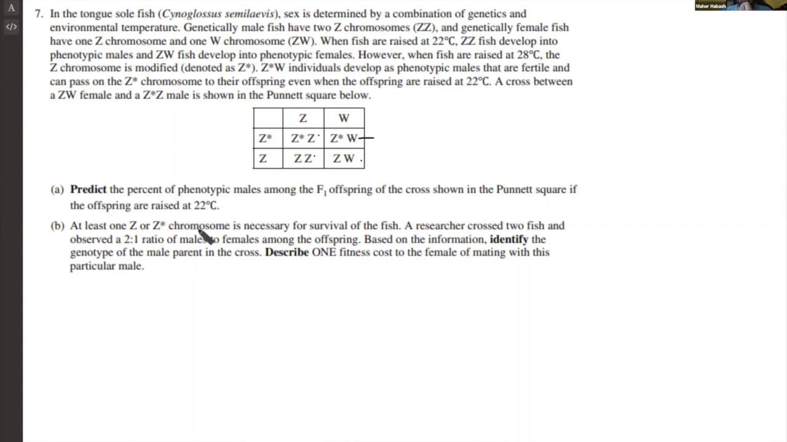At least one Z or Z star chromosome is necessary for the survival of the fish. A researcher crossed two fish and observed the 2-to-1 ratio of males to females among the offspring. Based on the information, identify the genotype of the male parent in the cross and describe one fitness cost to the female of mating with this. Don't worry about fitness cost. Nothing about evolution is going to be there. But what would that genotype of the male parent be? If they had a 2-to-1 male to female ratio.